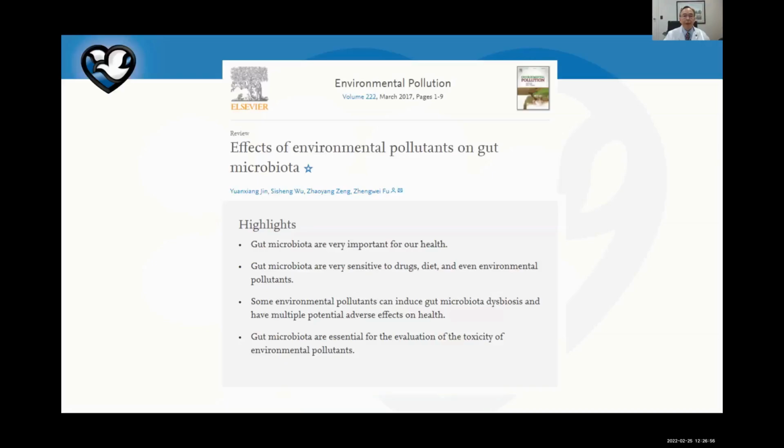coli. Well, Jin and his colleagues reviewed, as they titled it, the effects of environmental pollutants on the gut microbiota, reinforcing how important our gut microbiota is for our health. And our gut microbiota, as they presented in their review, are very sensitive to a number of drugs, like we reviewed, diet, and so-called environmental pollutants, all leading to potential dysbiosis and having ill effects on our health. And thus they make this plea that we should be testing all medications and a number of foods for the potential toxicity to our internal garden.